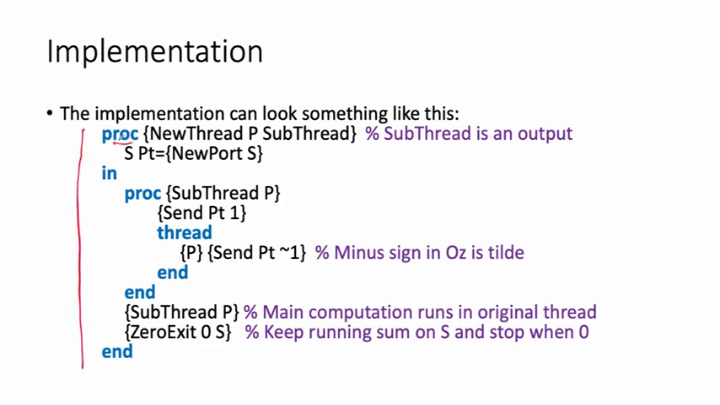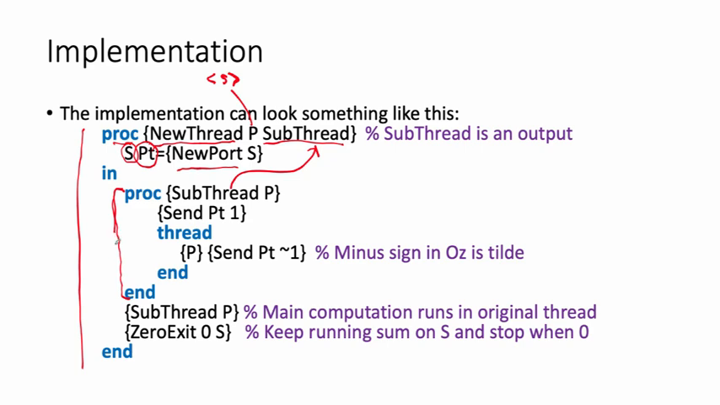Okay, so we have the procedure new thread. Subthread here is an output. So here is the procedure subthread that we're going to define. So it's actually an output. So we will create a new port. Notice the argument to new thread is this procedure, which is actually the statement S. So the port, I'll call it PT, port, so there's no confusion between the procedure and the port. And the stream is S. Okay? So how does it work?